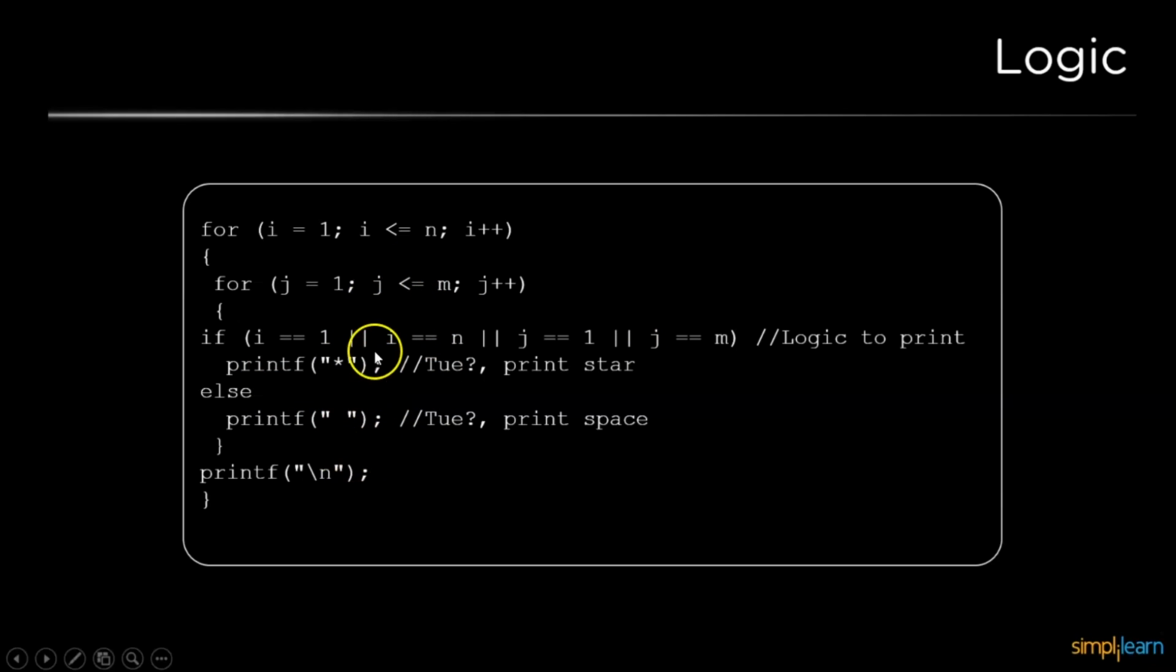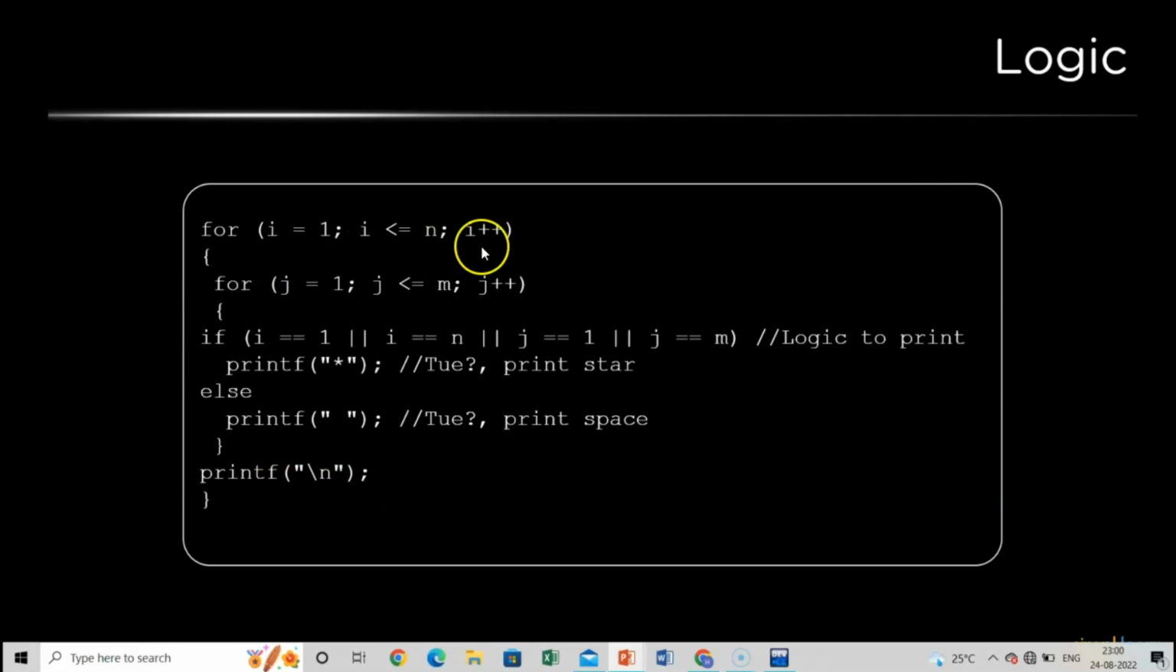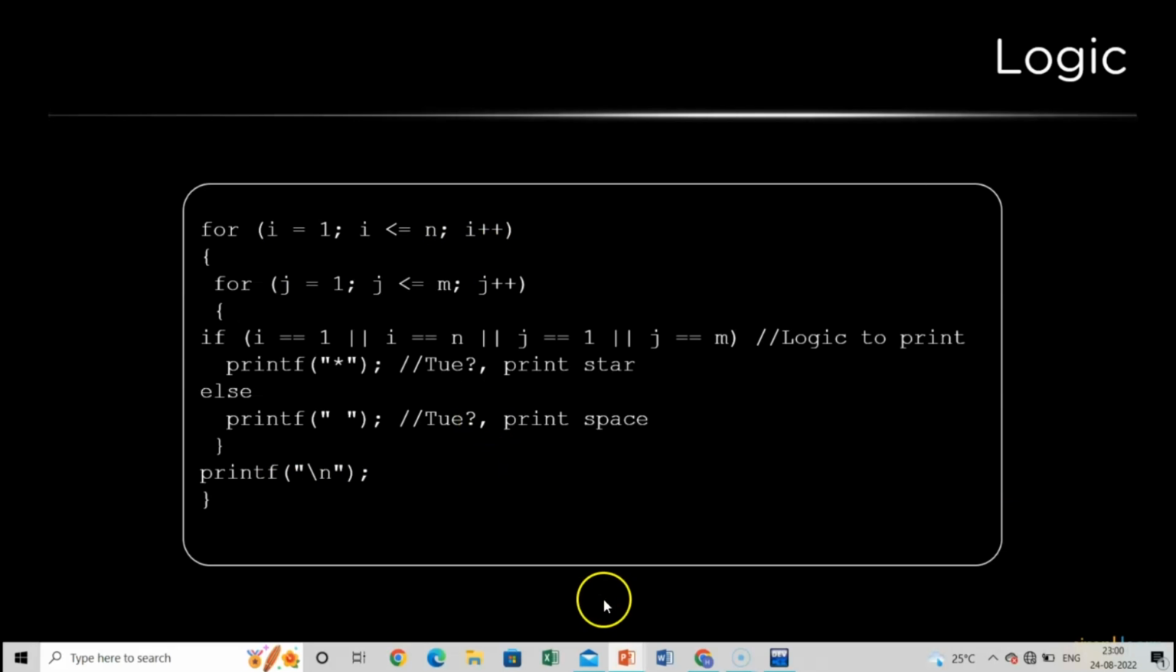Once the condition is not satisfied, the control comes out and transfers to the new line, and again goes back to the outer for loop and increments the i value by 1. So now let's have a look at the code.